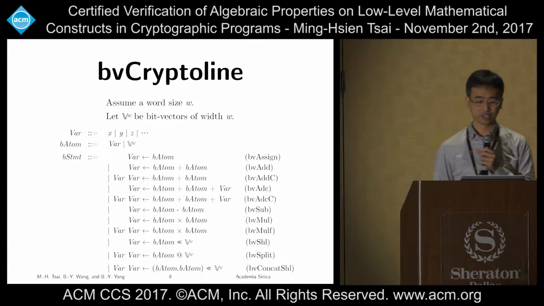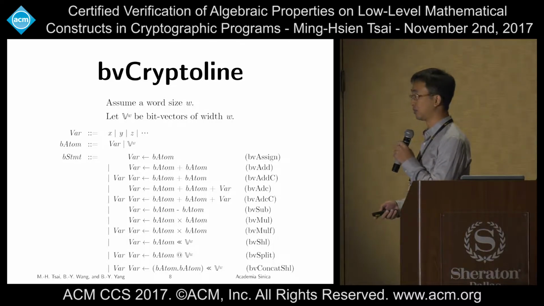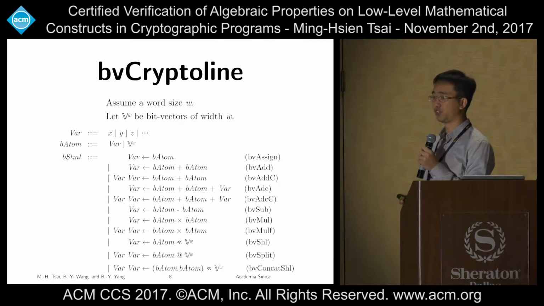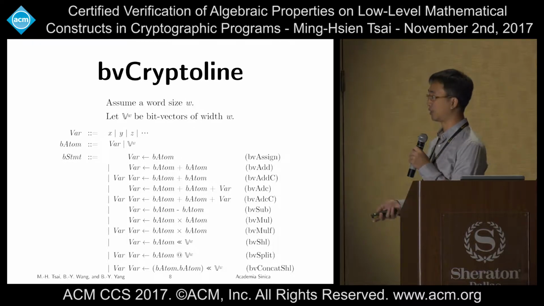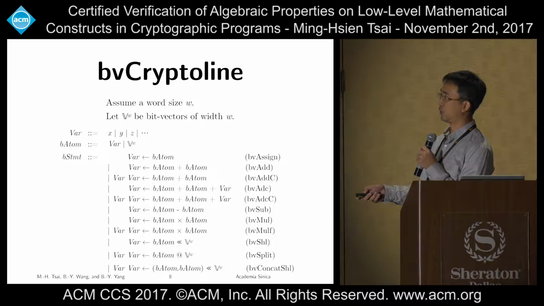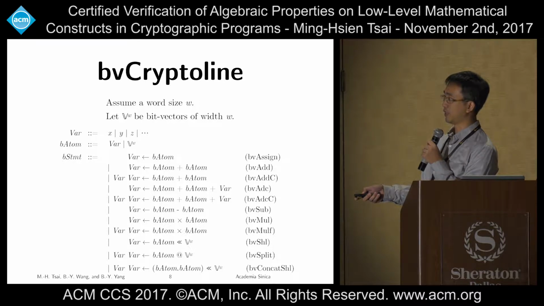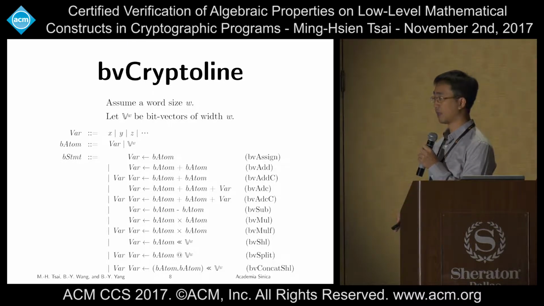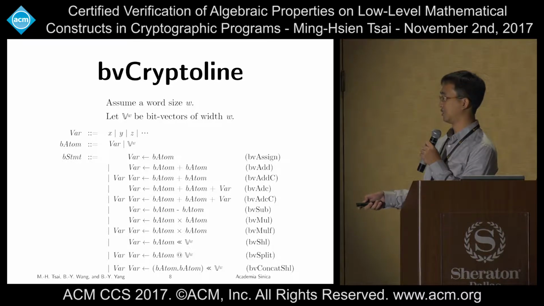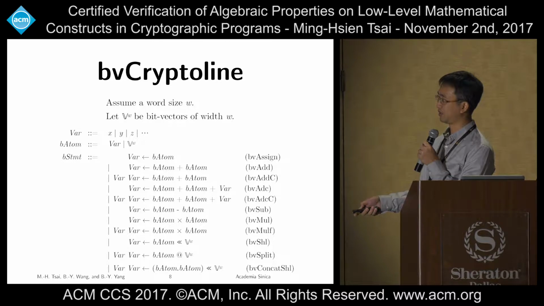Now this is the syntax of our domain-specific language. We assume a word size W, which may be 64 or 32, depending on your architecture. And this VW is the set of all bit vectors of width W. Then we have variables X, Y, Z, and we have atomics, which may be a variable or constant. And we have some assembly instructions, which are common in assembly. So we have addition with carry that sets the carry flag, subtraction, multiplication, left shifting, and two special commands called split and concat shift.